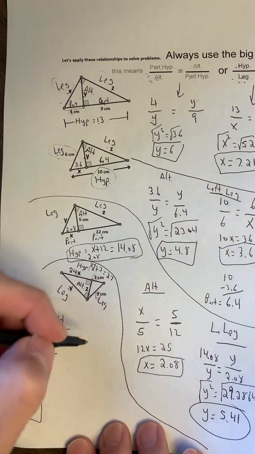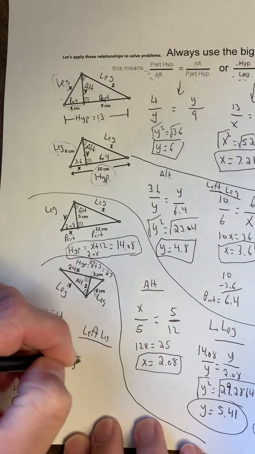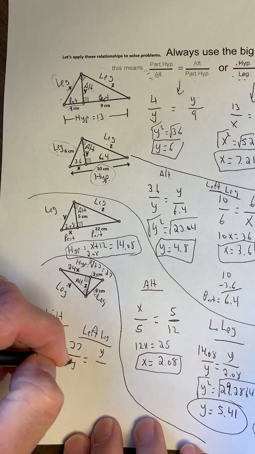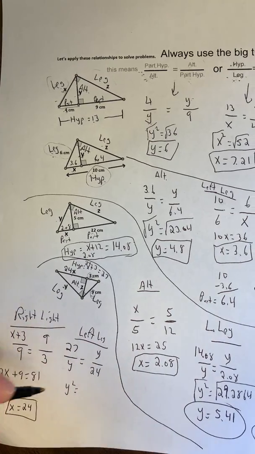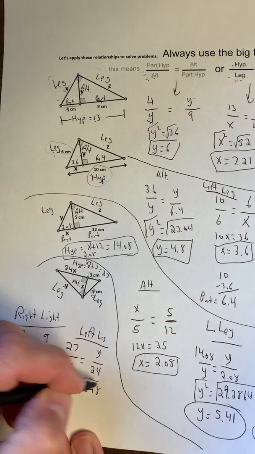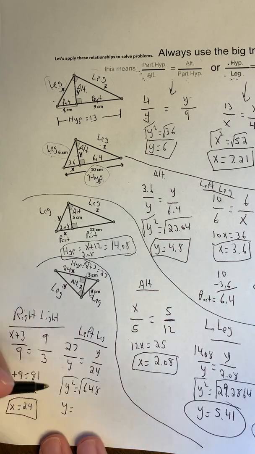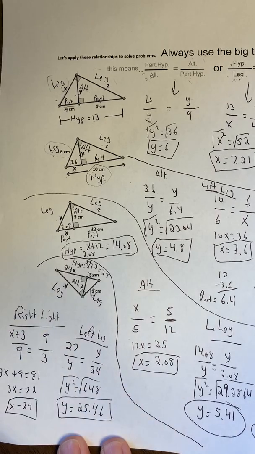Let's do y next. Y is a leg. Y is the left leg. So that's going to be y and y. And I need the entire hypotenuse, which is 27. And I need the leg attached to y. I figured out that that was 24. So that's y squared equals 27 times 24, which is 648. The square root of 648 is 25.46. Figured out what y is. All right, I got that.